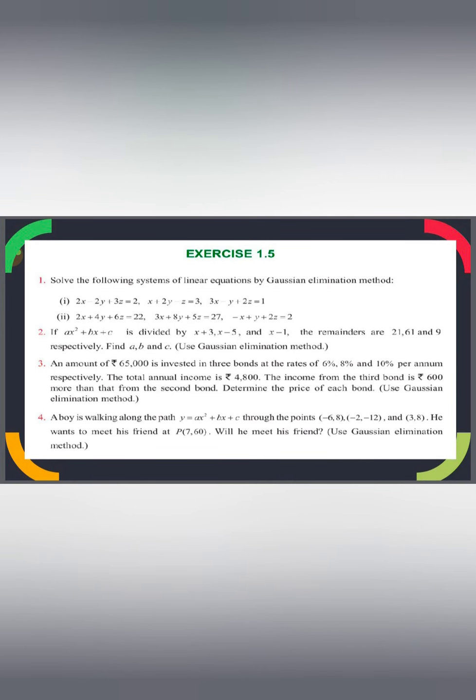Let's see one more sum from the exercise. Third sum: an amount of rupees 65,000 is invested in 3 bonds at the rates of 6%, 8% and 10% per annum respectively. The total annual income is 4,800. The income from the third bond is rupees 600 more than from the second bond. Determine the price of each bond. We have to use the Gaussian elimination method. How to get the equations from this word problem is very important. Let's see the sum now.